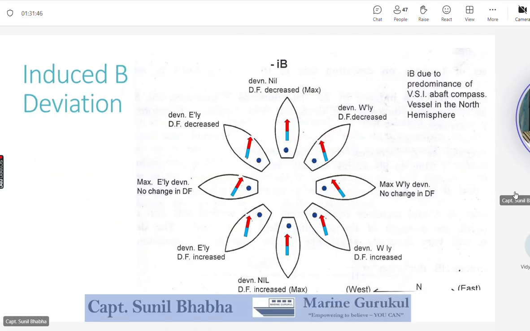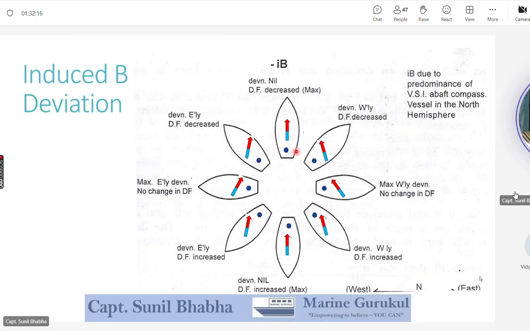Let us now try to understand the deviation generated by the induced B coefficient. You can see the ship on cardinal and intercardinal headings, and we can see the compass needle. The north end of the needle is red, the south end of the needle is blue. And we have a ship having a vertical soft iron aft of the compass, abaft of the compass.